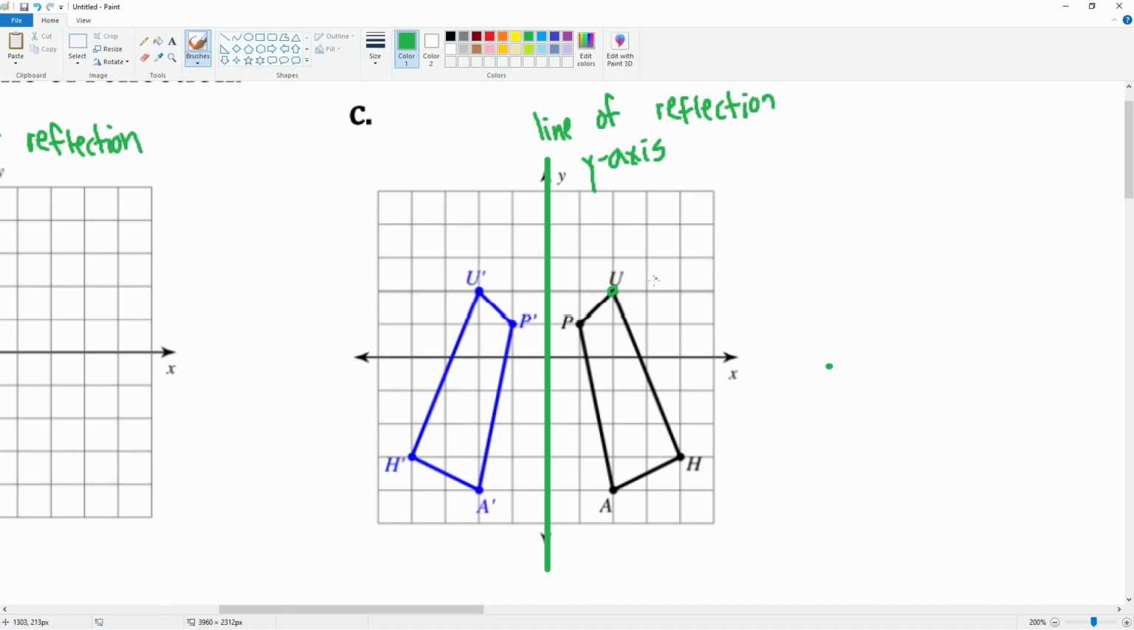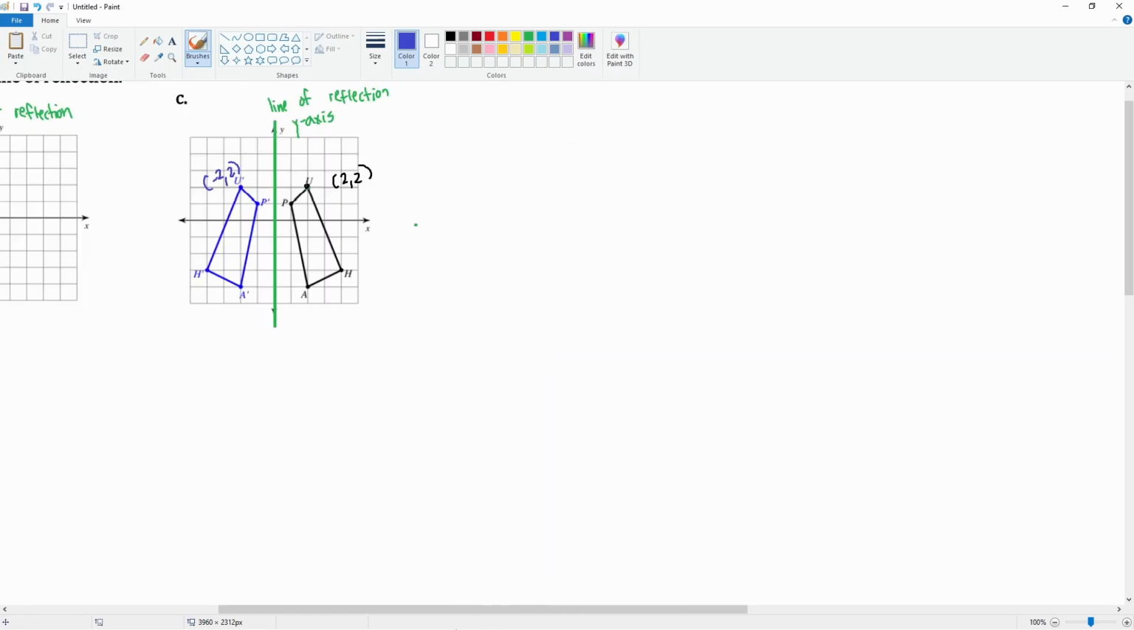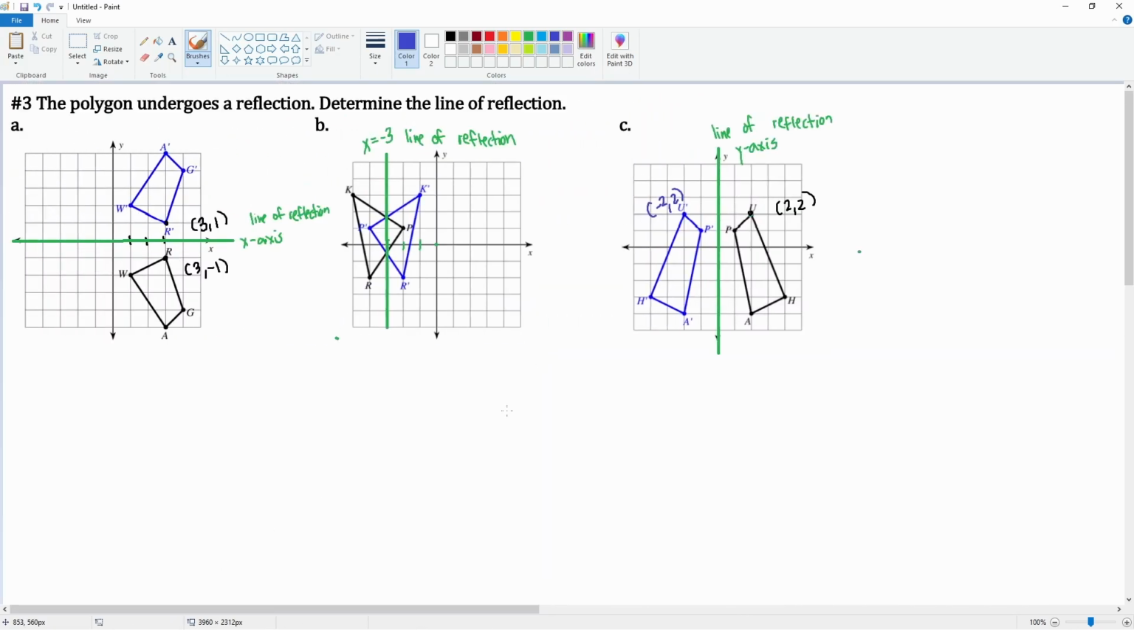The U originally is 2 comma 2, but U prime is the value of negative 2 comma 2. Notice the x value changes. Okay, that also proved that the line of reflection is the y-axis. So there you go. That is how you determine the line of reflection.